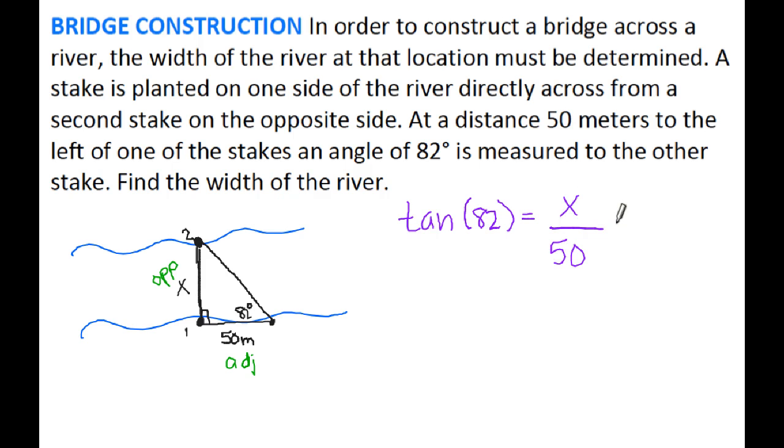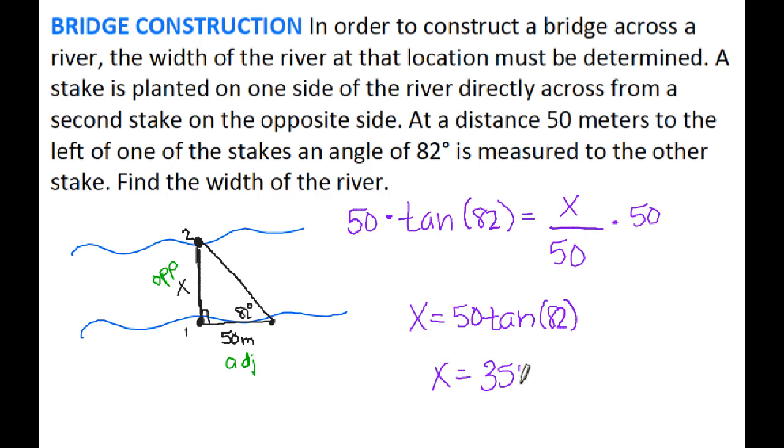I'm going to go ahead and multiply both sides by 50 to get x by itself. So I have x equals 50 tangent of 82. And the width of the river to the nearest meter is 356 meters. All right, next one.